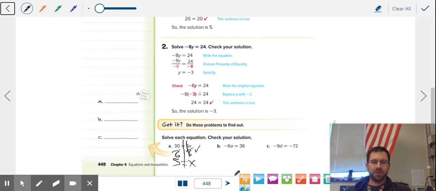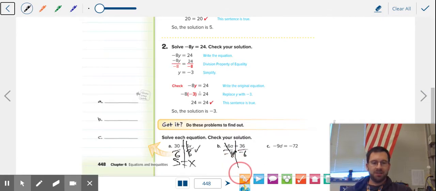Good. Over here, now we're throwing some negatives in here. Negative 6 times a equals 36. So we got to undo and get a by itself. So we got to get rid of everything but a. So we're going to divide by negative 6. If you divide by 6, you'll still have a negative. So you can't just divide by 6. You got to divide by negative 6.